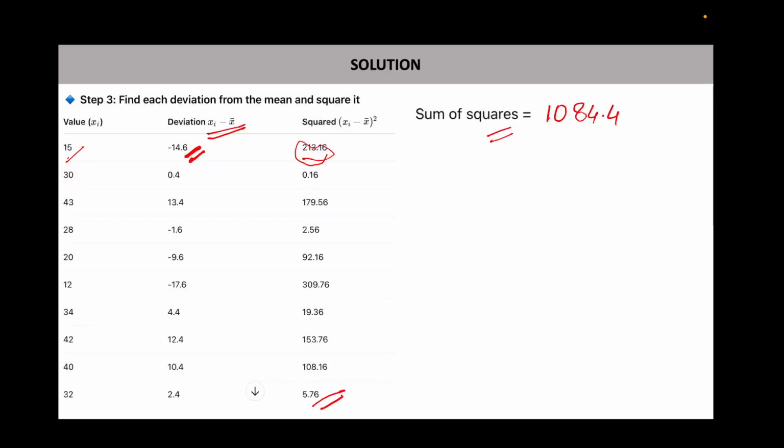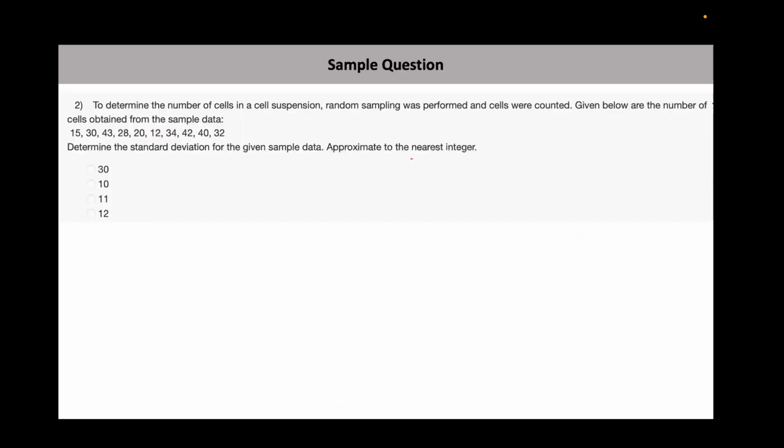Now if you put all of this in your equation, the standard deviation equals the square root of 1084.8 upon 10, and if you calculate this value it will be approximately 10.9. In the question it was asked to the nearest integer, so your answer to this question will be 11. Yes, correct, the answer to this question was 11.